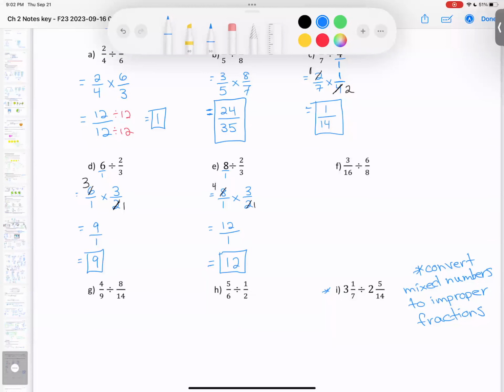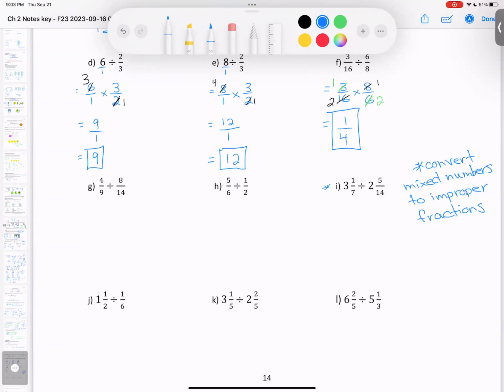All right, welcome back. Let's do some more divisions. So F here, we have 3 over 16 multiplied by the reciprocal, so 8 over 6. I'm going to cross simplify by dividing the top and bottom by 8. And then I can divide here by 3 and here by 3. So then I've got 1 times 1 gives me 1, over 2 times 2 gives me 4. So my answer here is 1/4.